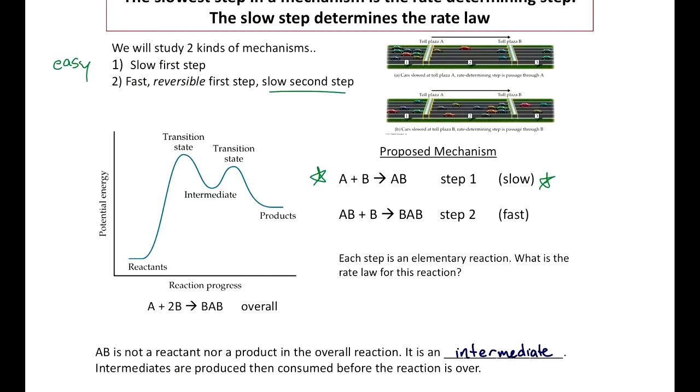So simply, because the first step is the slow step, the rate equals k1 times the concentration of A times the concentration of B, and that's it. We're allowed to take coefficients and make them exponents because each of these steps is elementary. The slow step always determines the overall reaction rate.